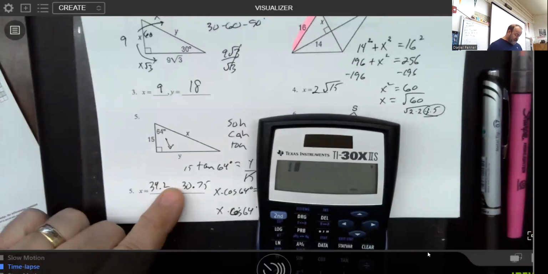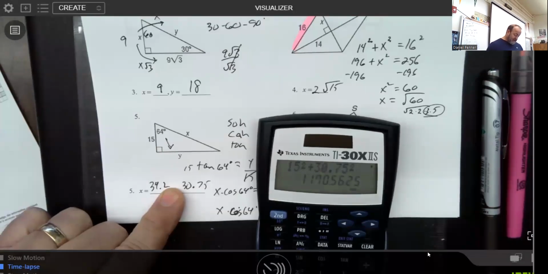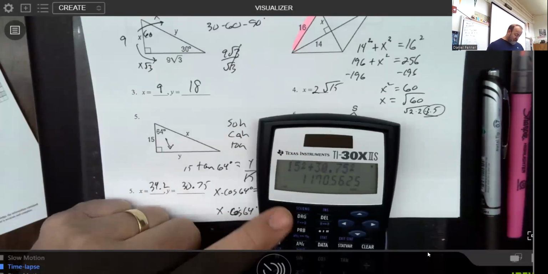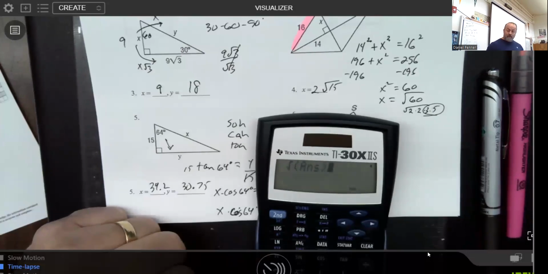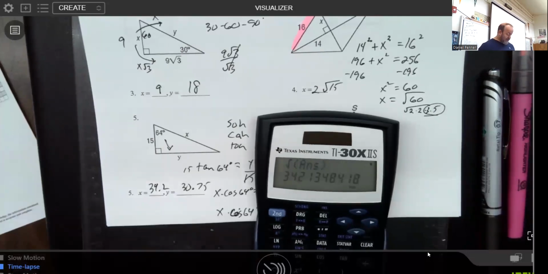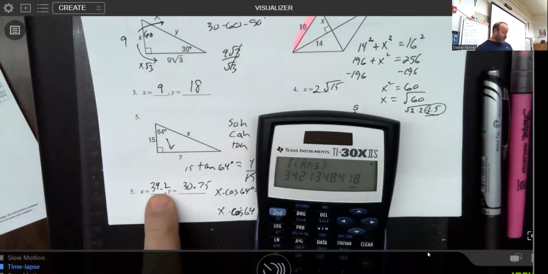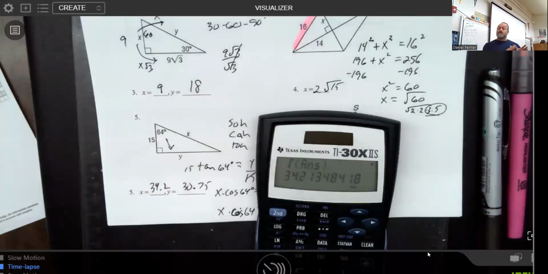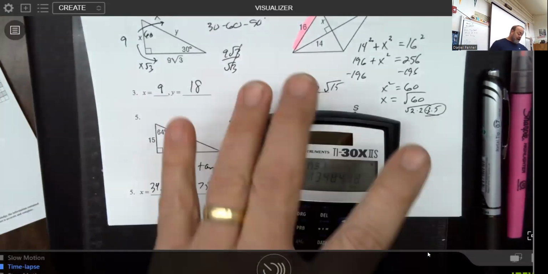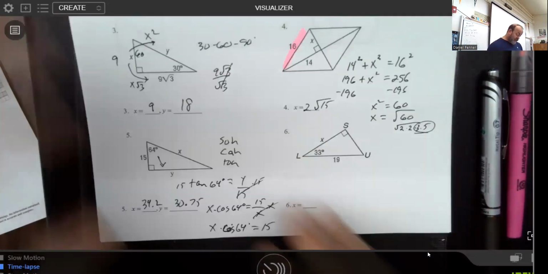Now, just for giggles, I want to double check something and make sure that I have not made a mistake. I want to take 15 squared plus 30.75 squared. And then I'm going to take the square root of that because I'm doing the Pythagorean theorem real fast and making sure that I got the answers that I was hoping for. And that tells me that those numbers work together. And so I most likely did all right.